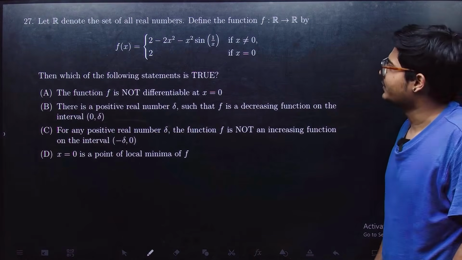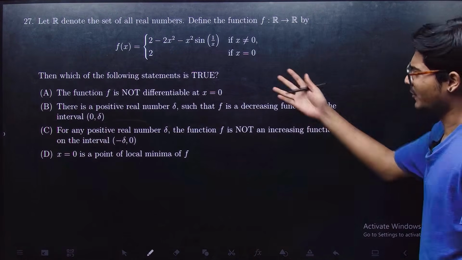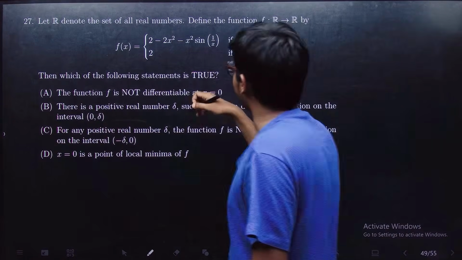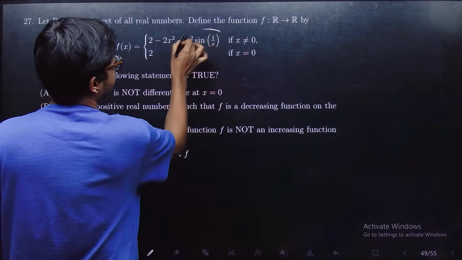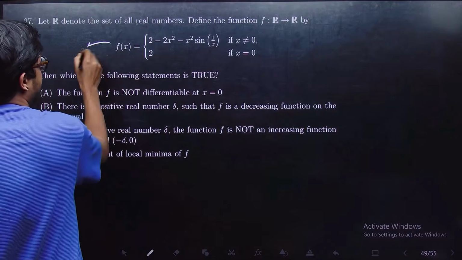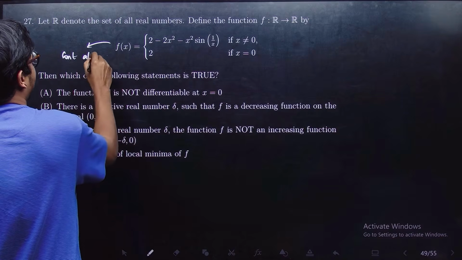So let R denote the set of real numbers, define the following function, then which of the following statements is true. So let's look at the differentiability, okay? Let's check the continuity first. If we check the continuity, obviously as x goes to 0, this quantity goes to 0, this goes to 0. So the function is continuous at x equal to 0.